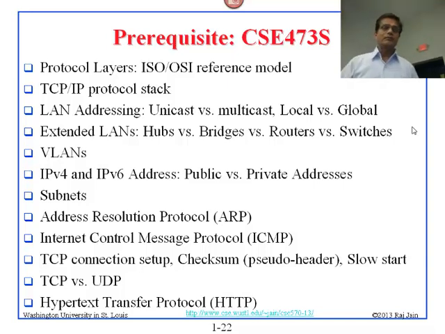Now here's what you need to know. You need to know what an ISO model is, what a TCP/IP stack model is, what LAN addressing is, what unicast addressing and multicast addressing are, what local versus global is, what an extended LAN is, what the difference is between bridges, hubs, routers and switches, what a VLAN is, what IPv4 versus IPv6 addressing is, what public addresses versus private addresses are, what a subnet is, what ARP is, what ICMP is, how a TCP connection is set up, what slow start is, how TCP is different from UDP, and how HTTP works.